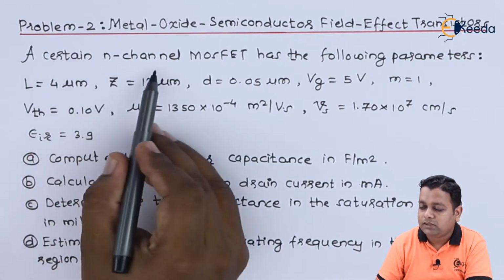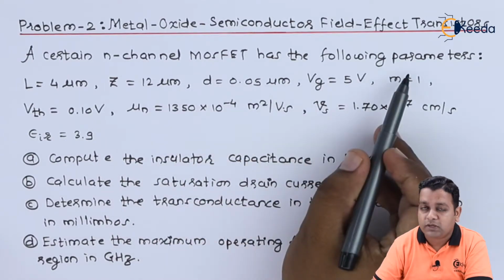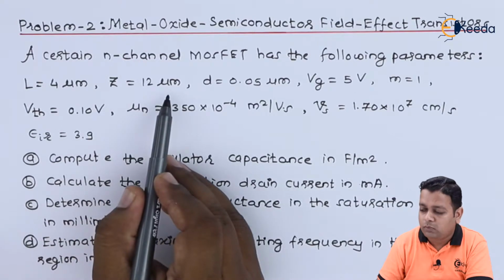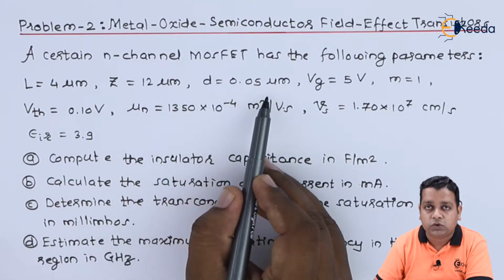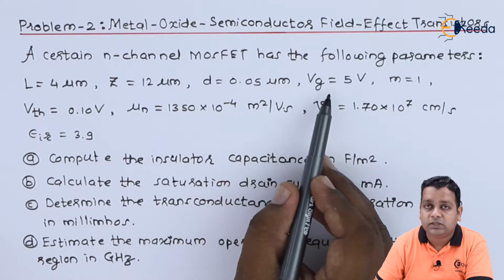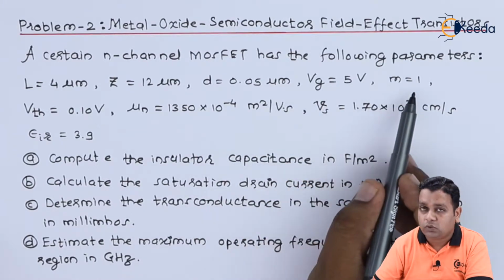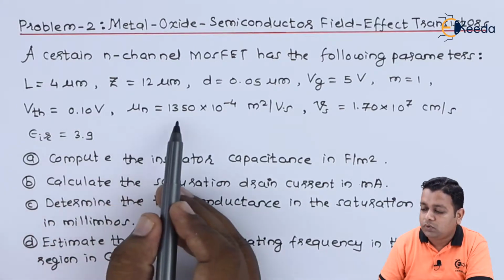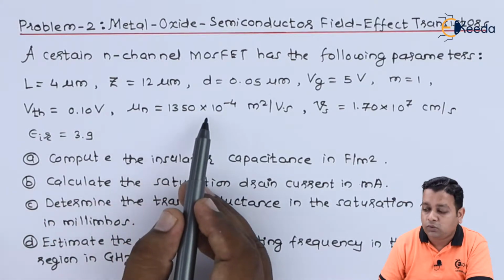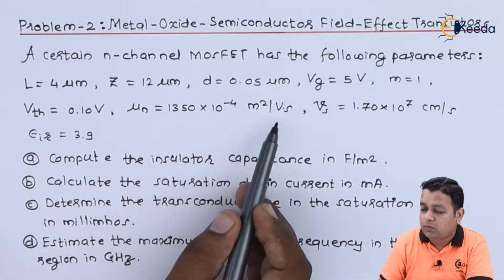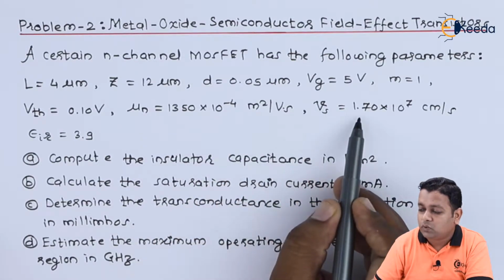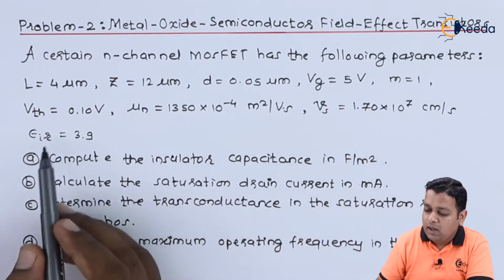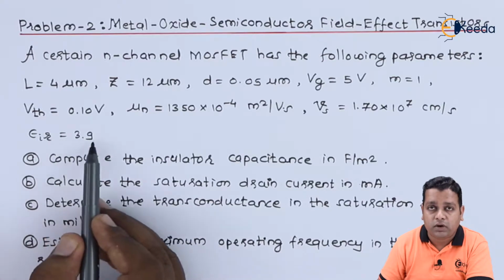A certain n-channel MOSFET has the following parameters: L is equal to 4 micrometer, Z equal to 12 micrometer, D is equal to 0.05 micrometers, Vg is equal to 5 volts, M is equal to 1, Vth is equal to 0.10 volt, mu n is equal to 1350 into 10 raised to the power minus 4 meter square per volt second, Vs is equal to 1.70 into 10 raised to the power 7 centimeter per second, epsilon suffix IR is equal to 3.9.